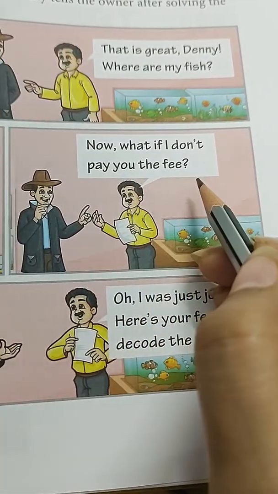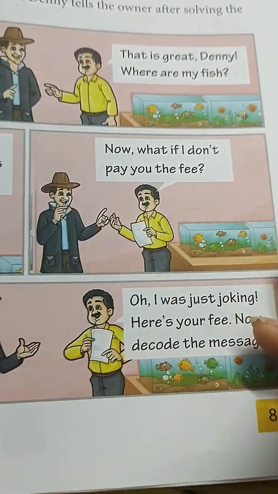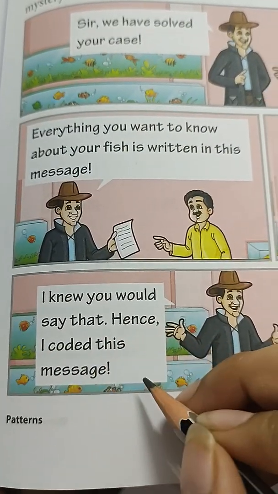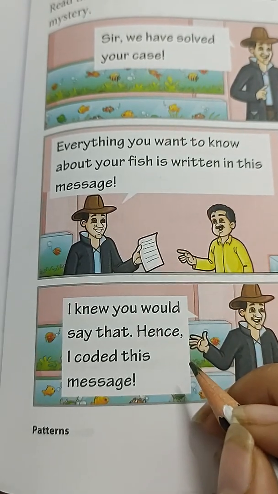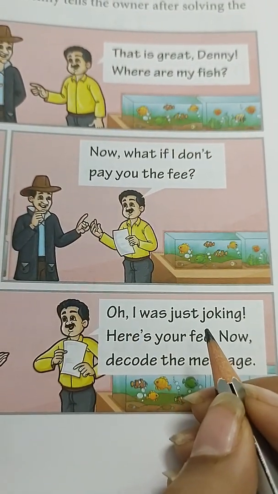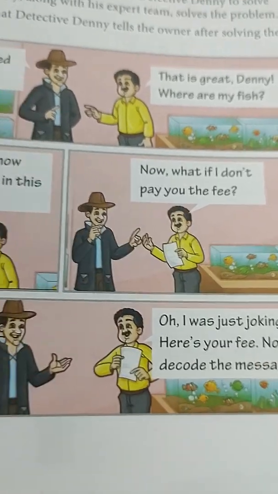"Now what if I don't pay you the fees?" So he said, what will happen if I do not pay the fees? "I knew you would say that, so I coded this message." This is not in simple language. It is a coded message. "Oh, I was just joking. Here's your fee. Now decode the message." So can you decode the message? Now he has told him to decode the message.